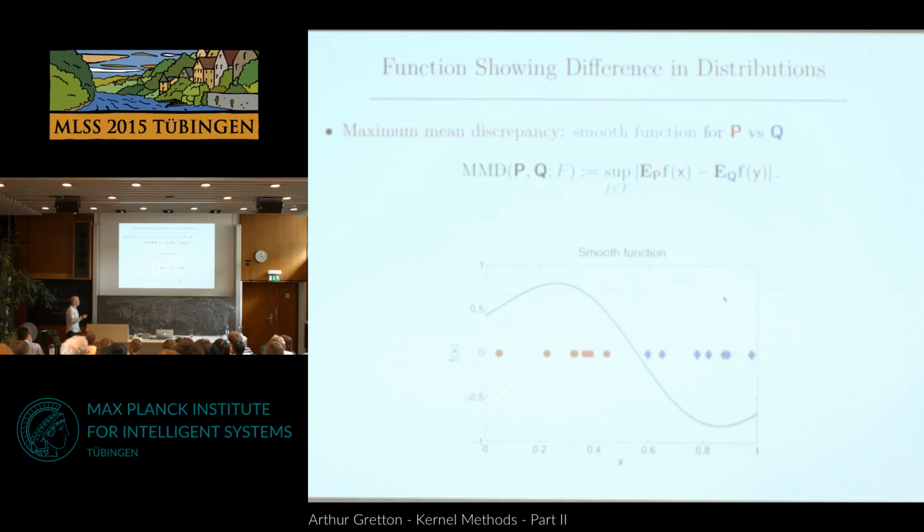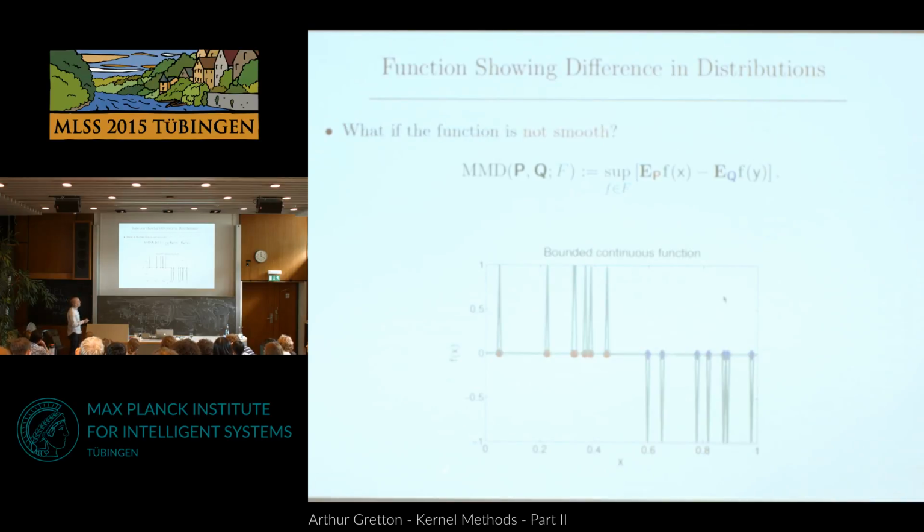So how does this function look for my simple case here? I'm not telling you yet what this class of smooth functions is, though I expect you can guess, but here is a function which is smooth, which has large positive amplitude on the points from P and has large negative amplitude on the points from Q. Okay, so that pulls apart these expectations, but subject to being a smooth function. Okay, and if I computed this difference in expectations of that function, it would be large. Now, if I did the same thing for these points, this distance would not be 0, but it would be small. So I'm saying that these samples are further apart according to this measure than those samples.